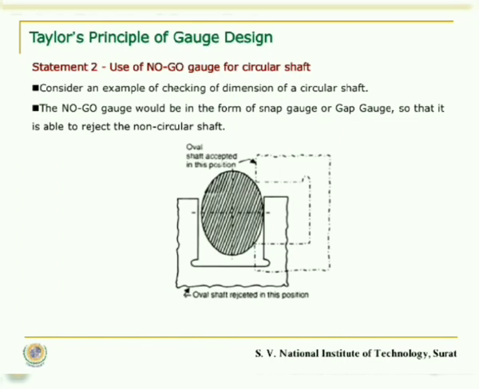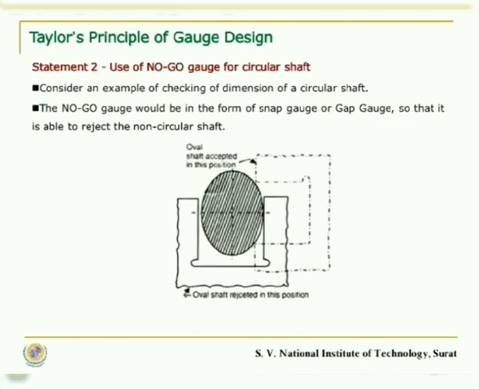Similarly, take another example where we use a no-go gauge for measuring or checking the circular shaft. The no-go gauge would be in the form of a snap gauge. See the case where the snap gauge is dotted. This dotted snap gauge does not allow the shaft to enter into it. So the no-go gauge denotes that the shaft dimension is acceptable.